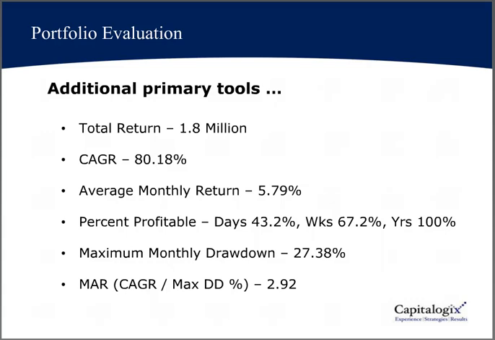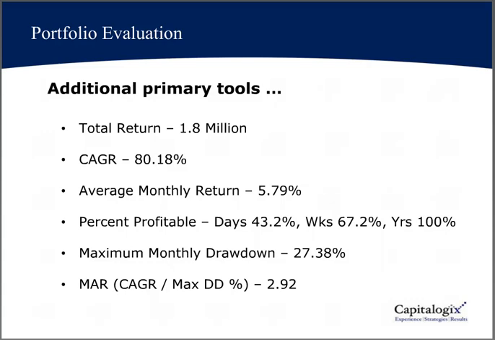Under the primary tools, understand this because I'm going to make a distinction. This is percent profitable based on days, weeks, and years. This isn't percent profitable based upon trading, looking at how many winning trades and losing trades. This is a good tool to give a person some perspective as to how good or how bad your particular portfolio is. What kind of personality type does it actually have? And certain people say, well, I should make money every single day. Well, in this case, this is not the portfolio for you. It only makes money 43% of the time on a daily basis.